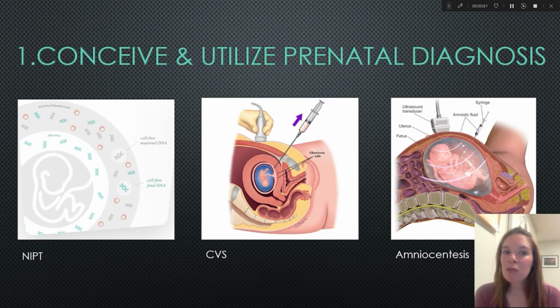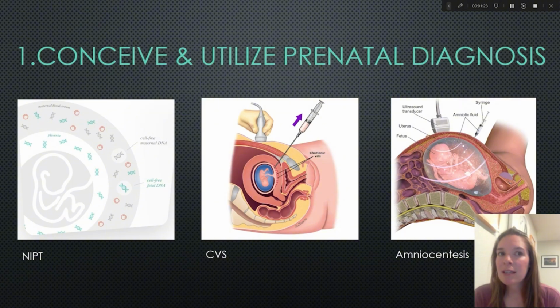Classically, the two options for prenatal diagnosis are CVS, chorionic villus sampling, and amniocentesis. These are both invasive tests where a needle is inserted into the pregnant person's abdomen, typically with CVS. Sometimes it can be done transcervically. And a sample of tissue is collected, and that tissue is tested for the specific pathogenic mutations or the specific disease of interest. CVS is available earlier at 11 to 13 weeks gestation, where amniocentesis typically becomes available at about 15 weeks gestation and beyond.